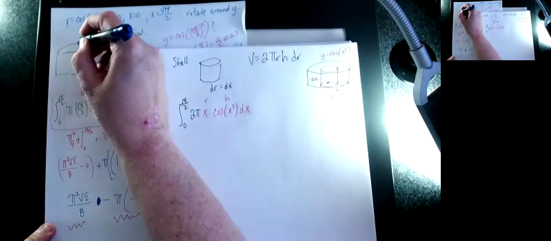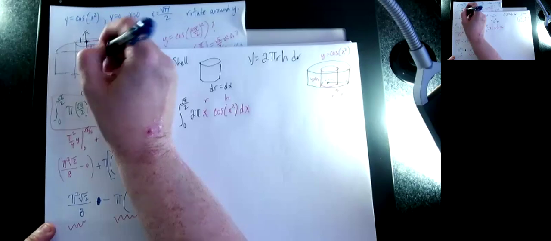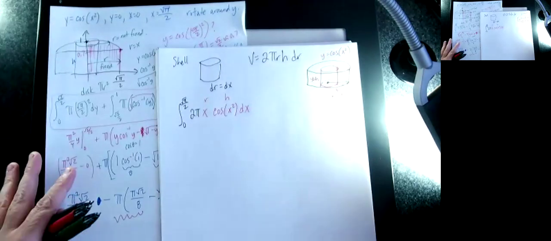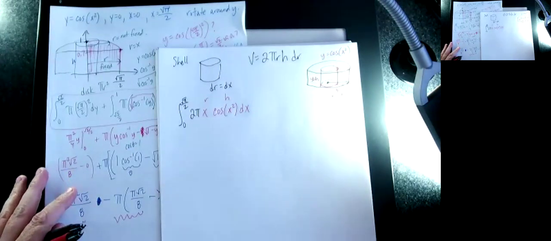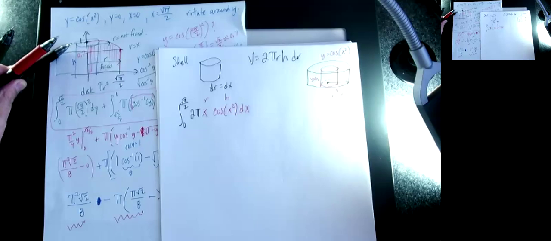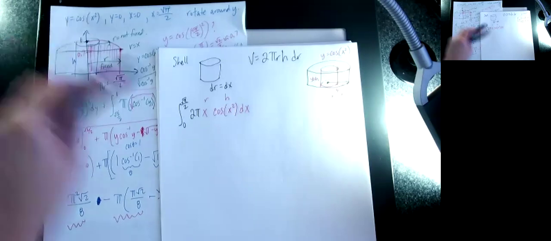Does that make sense looking at the picture? Y equals height, because it's going all the way up to the top. So the height is that. So it's going up to the line that we had, the Y equals cosine X squared. But I don't want it in terms of Y, I want it in terms of X, so we can just use the function as is.